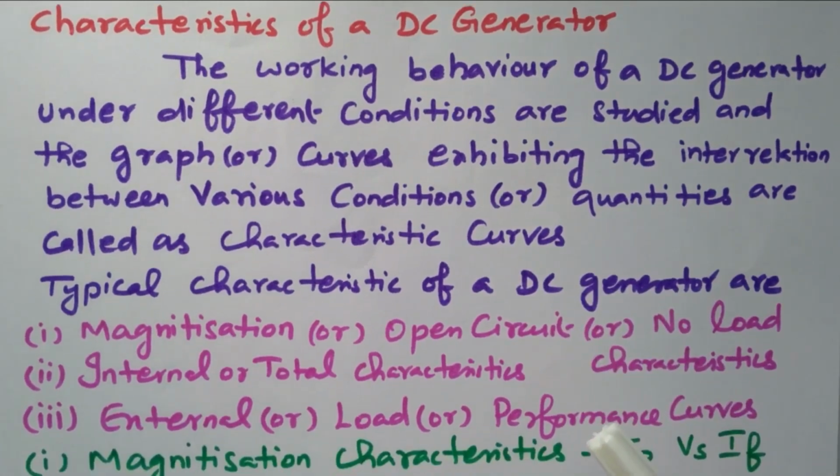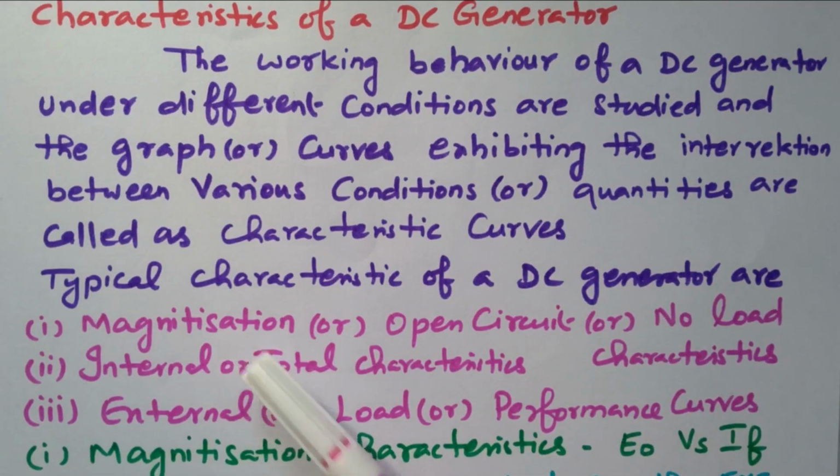So there are three types of characteristics available. The first one is the magnetization or open circuit or no load characteristics, without any load. The load is not connected, so it is open circuit, or magnetization characteristics. The second one is internal or total characteristics, the voltage or current available inside the armature. Then external or load or performance curve, the current and voltage available at the output terminal, the load terminal. So: first, magnetization or open circuit or no load characteristics; second, internal or total characteristics; third, external or load or performance curve.